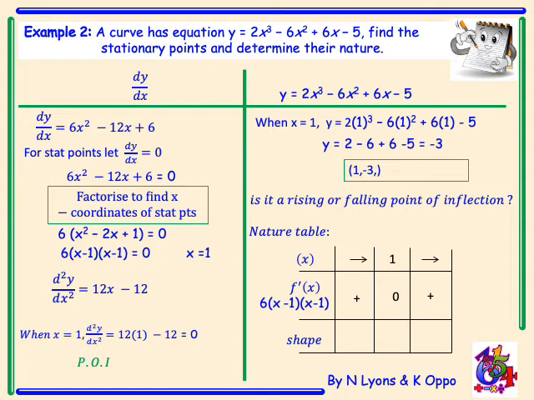So what's the shape of the curve? Well, the gradient is positive, it's 0, and it's positive. And that again gives us a rising point of inflection. So I can write that up the top: a rising point of inflection at the point (1, -3).